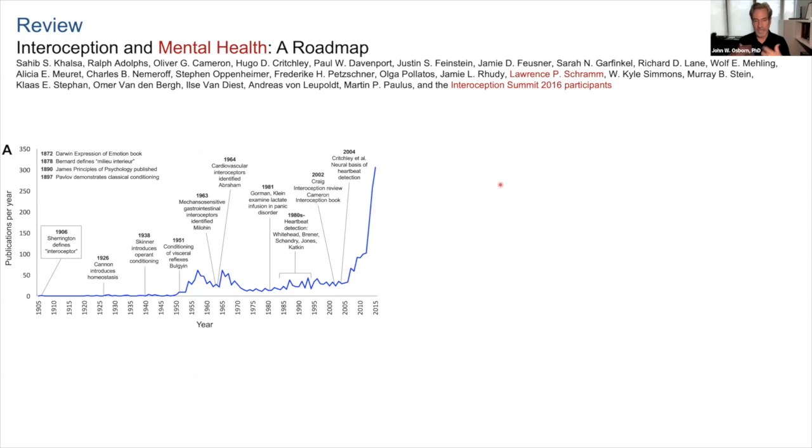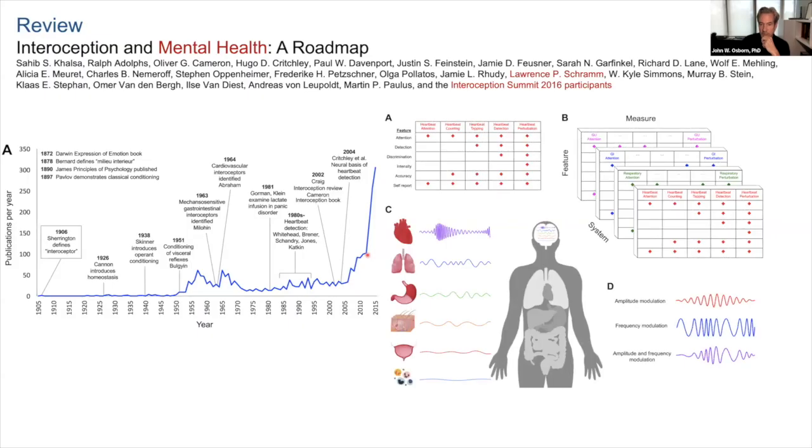This is now back into vogue, I would say, and rapidly emerging. This is a really nice white paper that was published in 2016. I've highlighted Larry Schramm here, my postdoc mentor was a part of this group. This is showing publications that either refer to interoception in one way or the other, and you see this huge inflection point around 2012. And the concept is being able to sense signals coming from different organs that are then processed and result in output pathways of autonomic activity and other things.